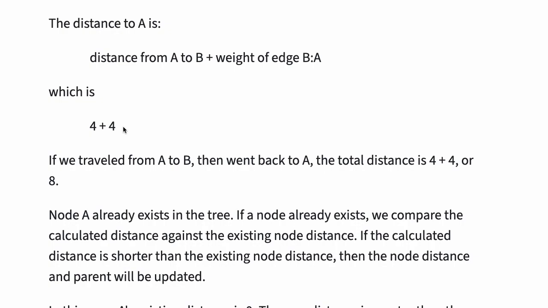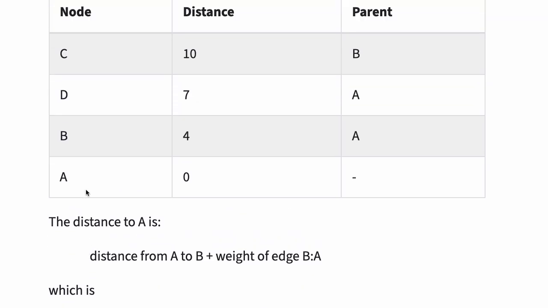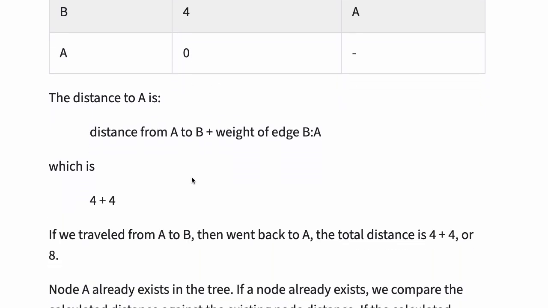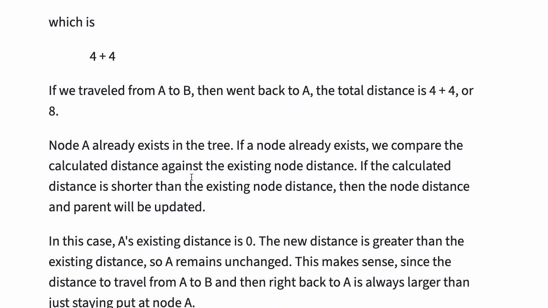If a node already exists, we compare the calculated distance, which is 8, against the existing node distance. If the calculated distance is shorter than the existing node distance, then the node's distance and parent will be updated. In this case, A's existing distance is 0. The new distance is greater than the existing distance, so A remains unchanged.